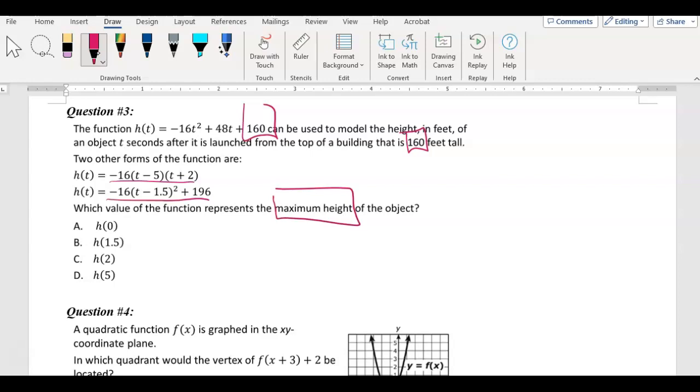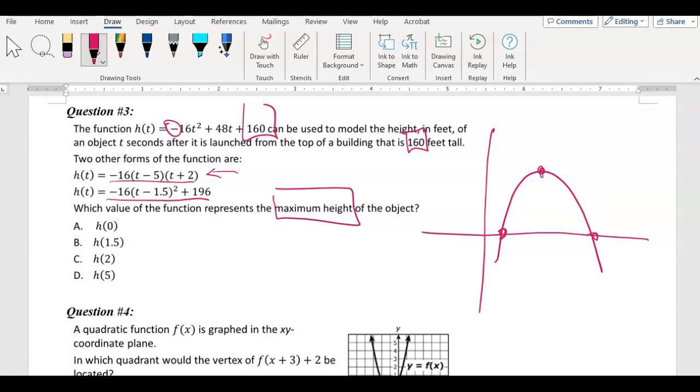So the maximum height of the object would be at the vertex. This is a negative coefficient, which means it's going down, right? It's open down, it's a frown, it has a negative, right? So this is the maximum height. The maximum height is the vertex. So looking at this, this gives me factored form, which would give me my x-intercepts. That's great, but that's not what I need, right? I want to find this point right here. So to find this point right here, I want it in vertex form.